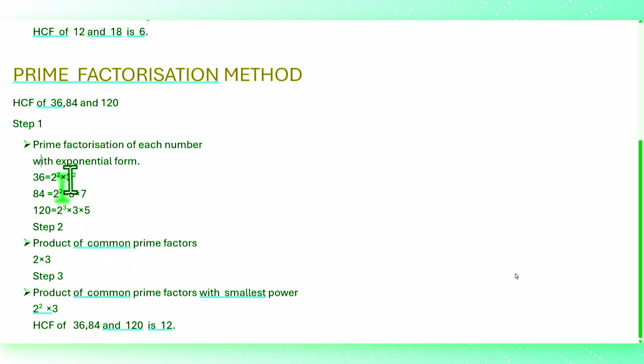In LCM calculation, take the product of all the prime factors with the highest power. In the case of HCF, take the product of common prime factors with the smallest power. This is the method for calculation of HCF by prime factorization method. Thank you for watching.